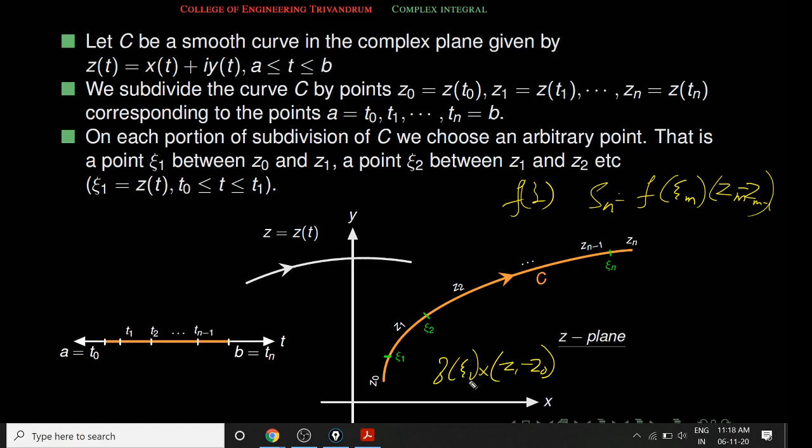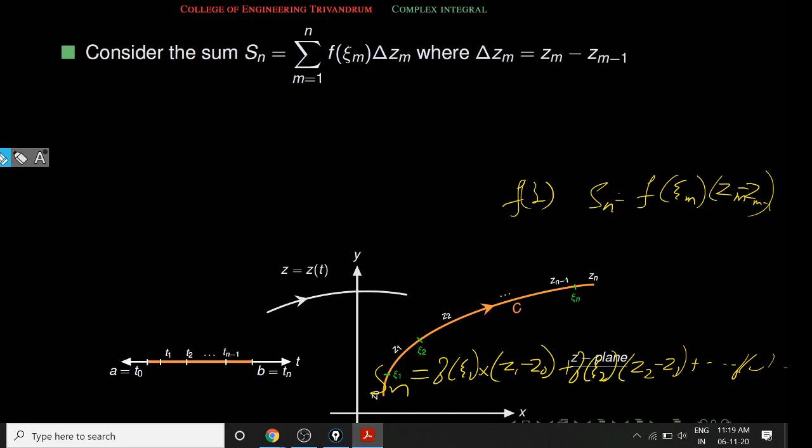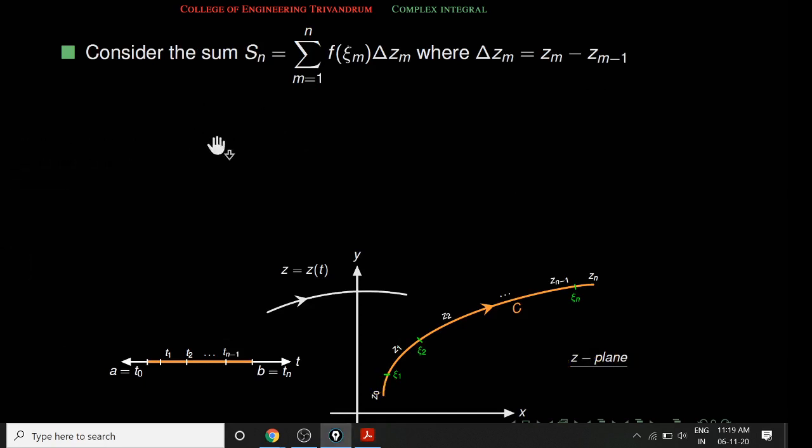Okay, so we define f of psi 1 into z1 minus z0, plus f of psi 2 into z2 minus z1, plus etc. The last term is f of psi n into zn minus zn minus 1, and we define this quantity as our Sn. Clear? So we consider the sum Sn equal to sigma m equal to 1 to n of f of psi m into delta zm. What is delta zm? Delta zm is our zm minus zm minus 1.